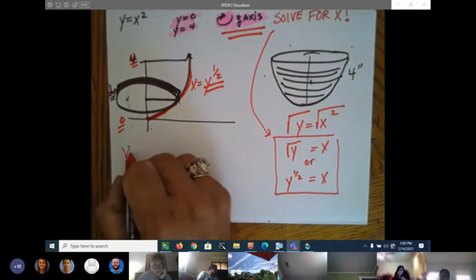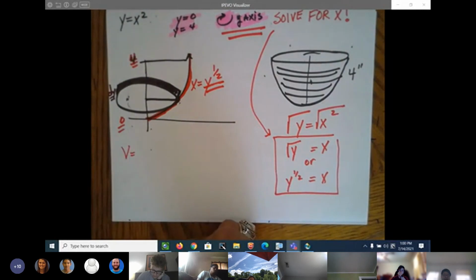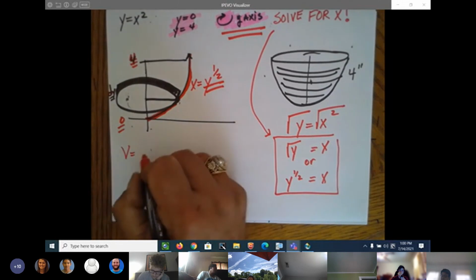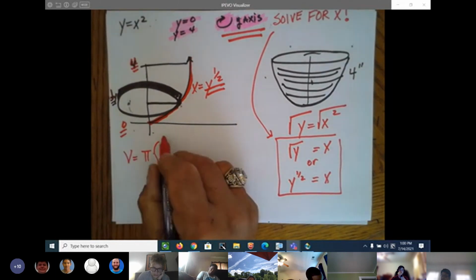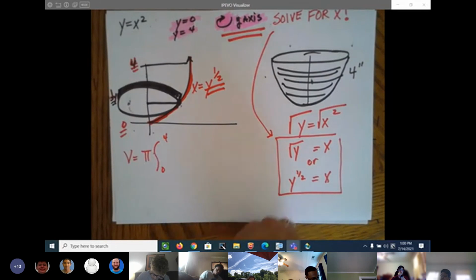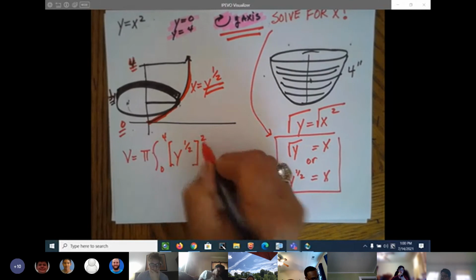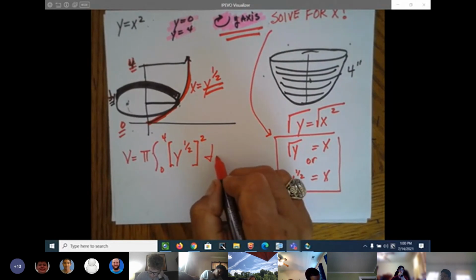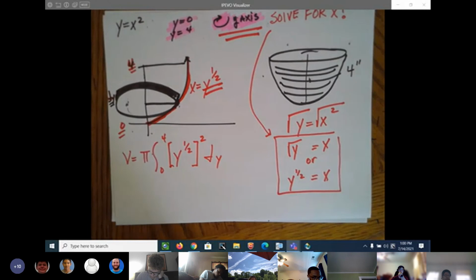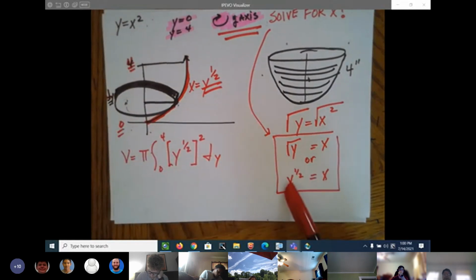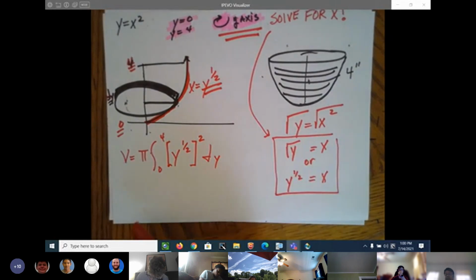So volume is equal to pi, goes on the outside, integral from 0 to 4 of y to the 1/2 power. Remember, it's what? Squared dy. All right, y'all finish it. The reason I left it in red is because we're in terms of y. So it is different from doing it around the x-axis. So that's why I left it in red. So let y'all finish it.